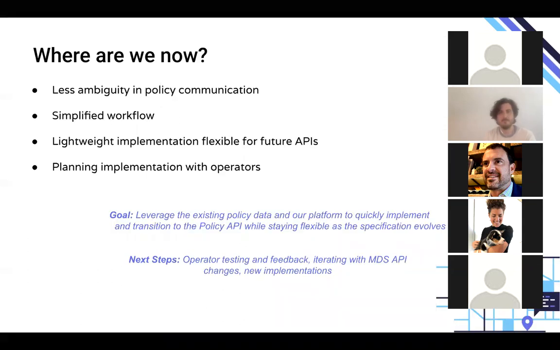And just to talk a little bit about where we are now and what we think we've accomplished, definitely less ambiguity in the policy communication, a simplified workflow. Although I will say we set off in this endeavor at the beginning of the year, and our next step was to start to engage operators and understand their needs around how communication needed to work and how frequently policies were going to change. And unfortunately, COVID hit, and so scooter usage dropped off for a while, but now it's beginning to pick up again in Louisville, and so we're ready to re-engage with the operators to put this to use.